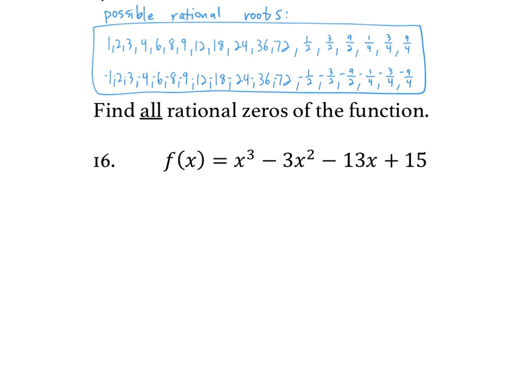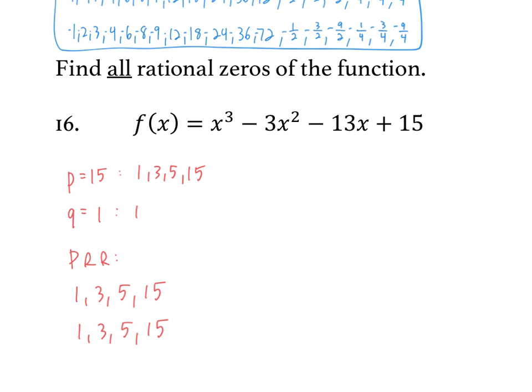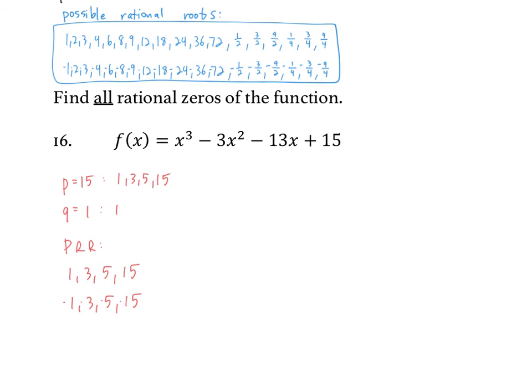Okay, last one. So we'll start off the same as the last one. Factors. Possible rational roots: 1 divided by 1, 3 divided by 1, 5 divided by 1, 15 divided by 1. And each of these can be negative also. So those are our possible rational roots.